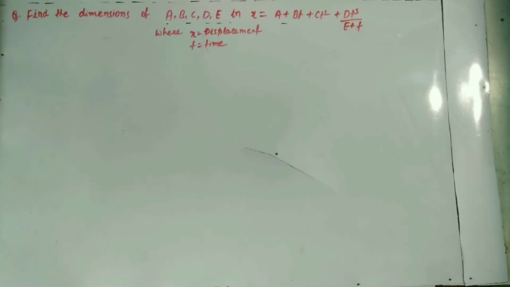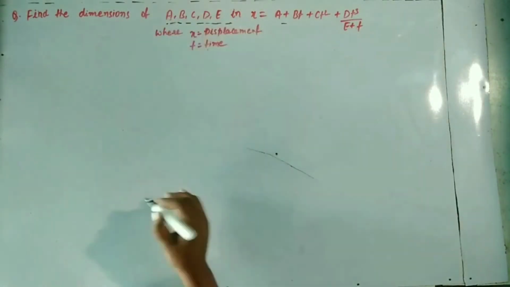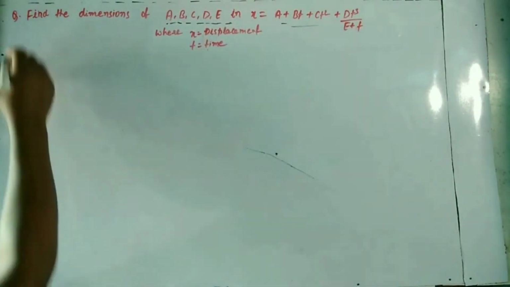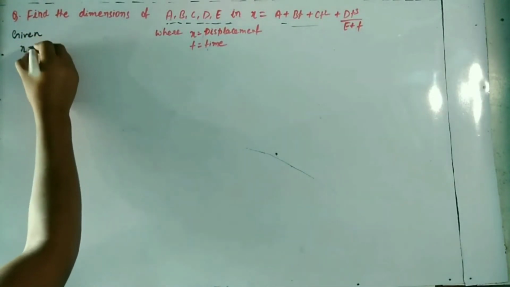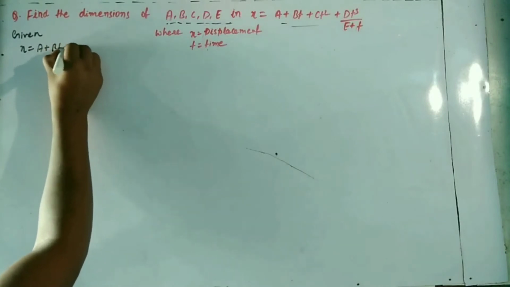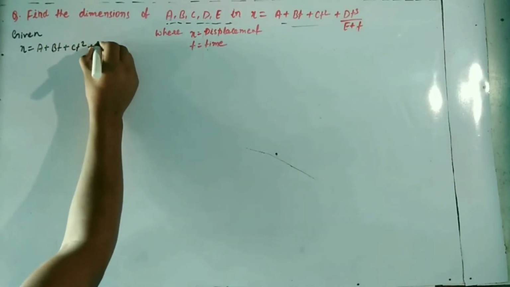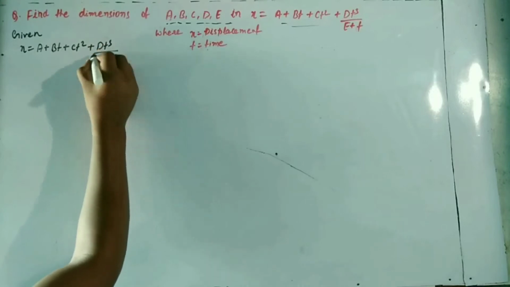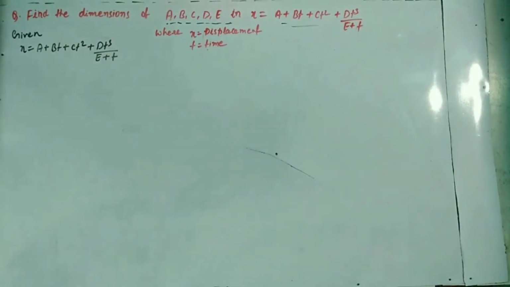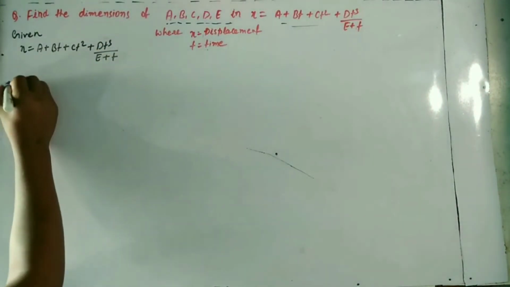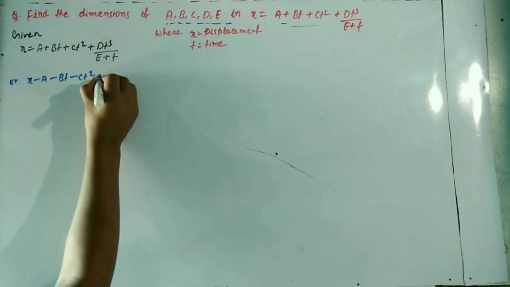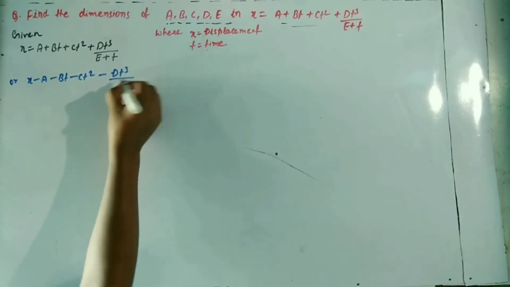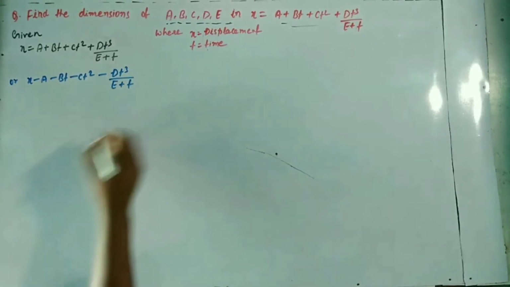We have to find the dimensions of A, B, C, D, E for the given equation, where x equals displacement and t equals time. The equation given is x equals a plus bt plus ct square plus dt cube by e plus t. We can write this equation in zero form: x minus a minus bt minus ct square minus dt cube by e plus t equals 0.